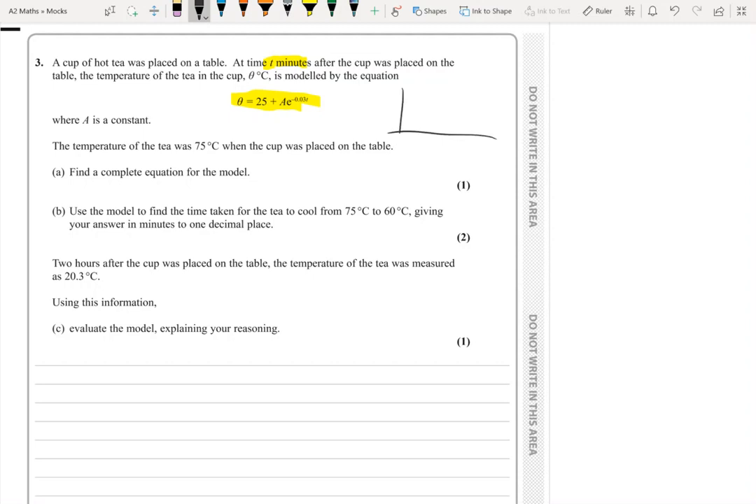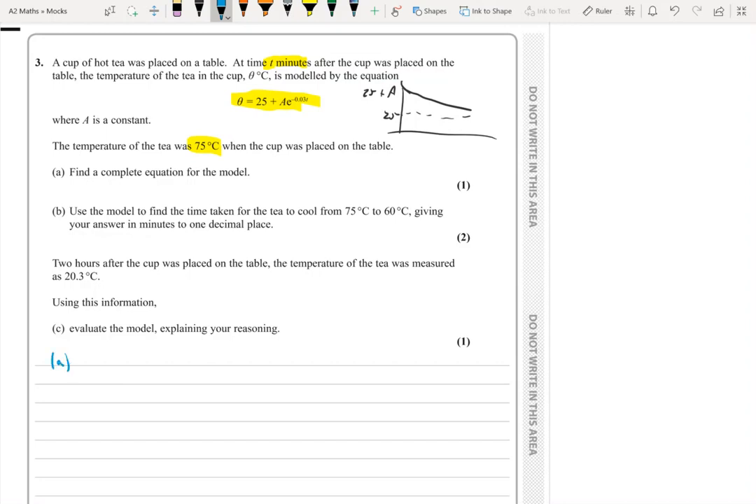You may want to just think about that function as an exponential decay graph. If t is 0, we're at 25 plus a, and as t goes to infinity, the exponential term becomes 0, so the long term is 25. There's a horizontal asymptote there, and a sort of decay shape over time. Okay.